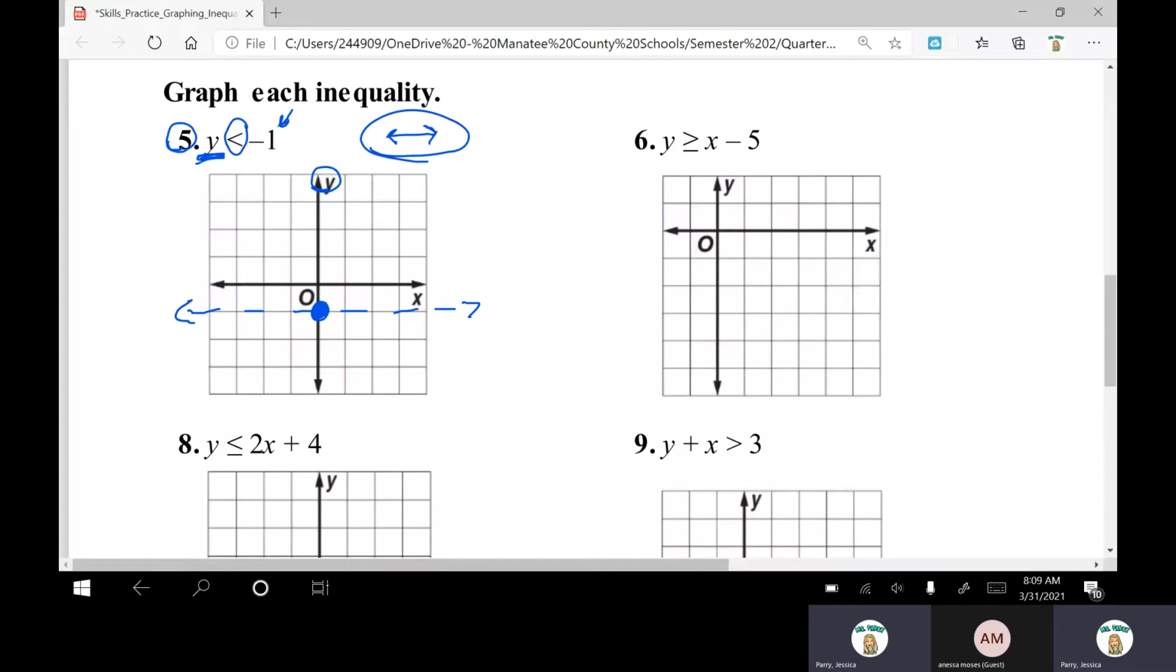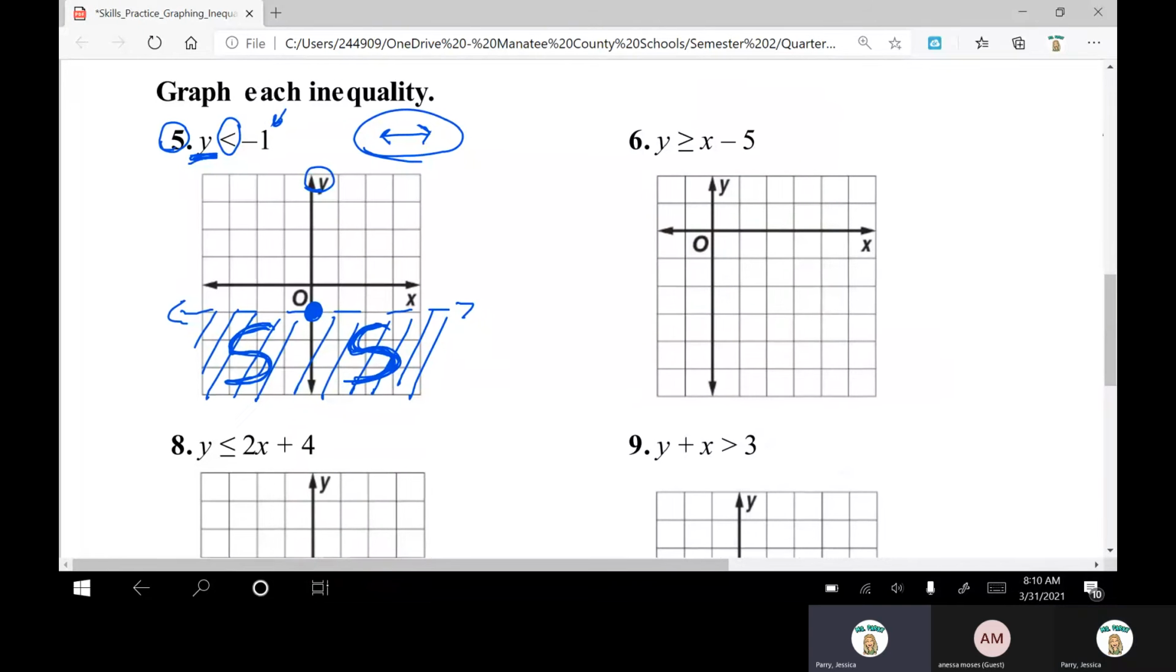And then we've got less than, we can do our shading below. Here is your shading below. And again, kind of like what we did yesterday, make sure you identify your solution. Put a nice big S over your solution. All of this down here in the shaded area is your solution. Okay, so that means any of those points there, you could pick one, plug it in, and it's going to work. Okay, so that's number 5. All the other ones down here are not like that, so it's a little bit weird.